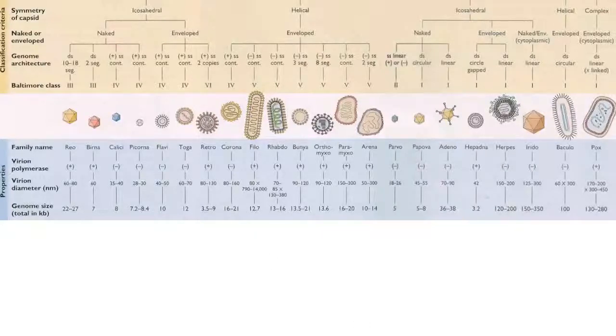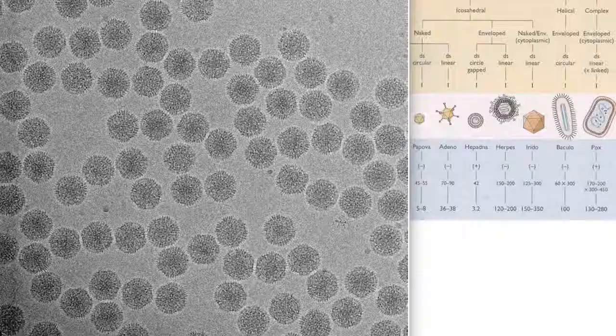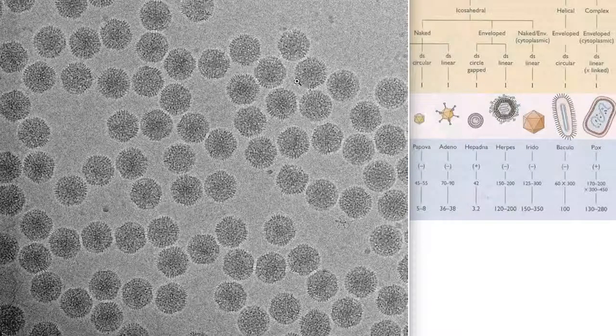When you actually look at a virus and you use a technique called electron microscopy, this is the sort of image that you can get. Each one of these little fuzzy balls is a single virus, and you start to get a feel for its shape, but you don't get much detail.